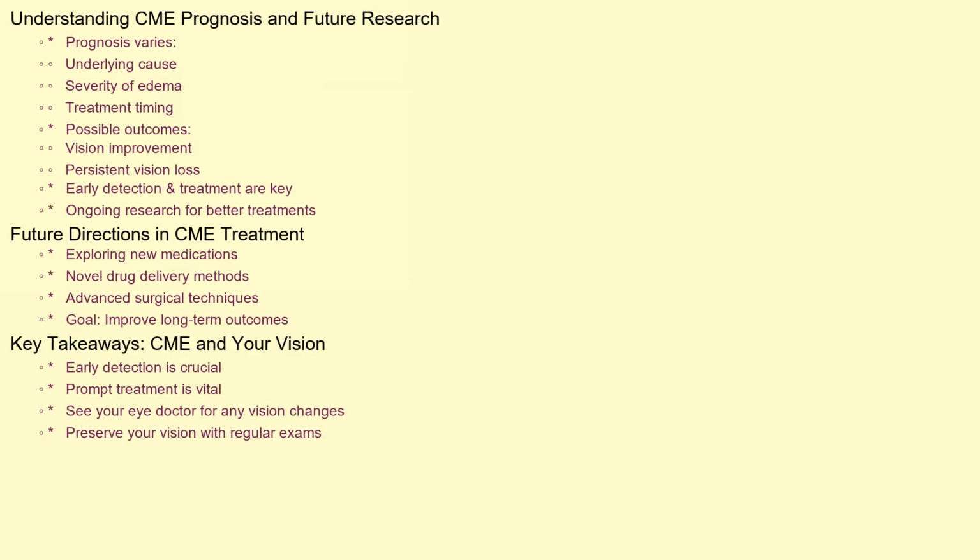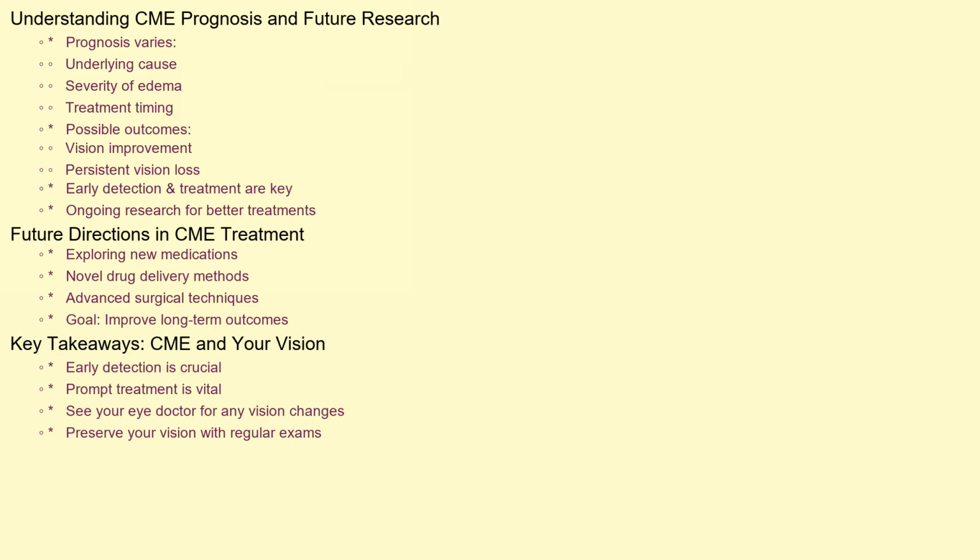A visual showing potential outcomes and ongoing research. What's the prognosis for CME? The prognosis for CME varies depending on the underlying cause, the severity of the edema, and how early treatment is initiated. Some people with CME may experience significant improvement in their vision with treatment, while others may have persistent vision loss. Early detection and prompt treatment are key to maximizing visual outcomes.